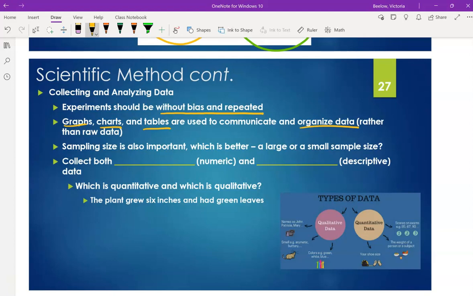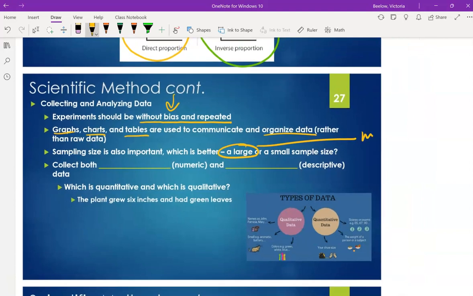Sampling size is also important. Which is better, a large or a small sample size? You definitely want a large sample size. Again, this can lead to bias, right? If you have just a small group of people you're experimenting with, or maybe you're doing a survey, you don't want to have a small sample size because then you're not getting an accurate representation, okay? So a large group is going to be more representative.